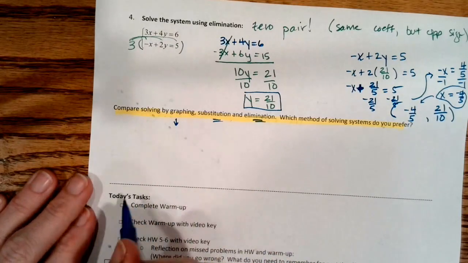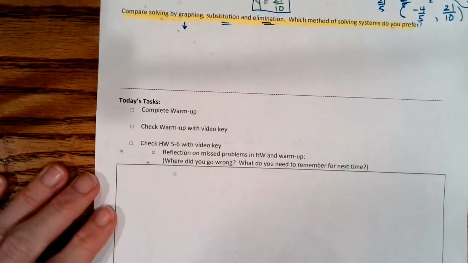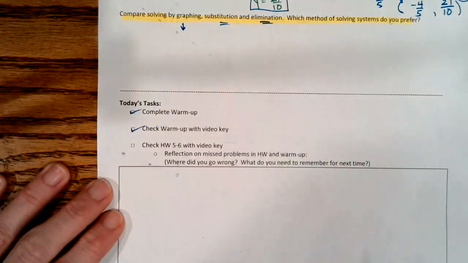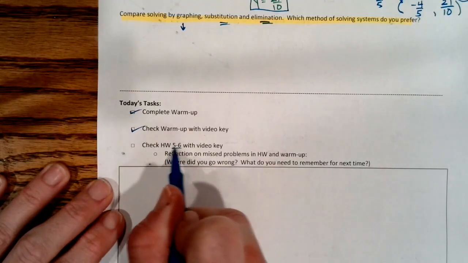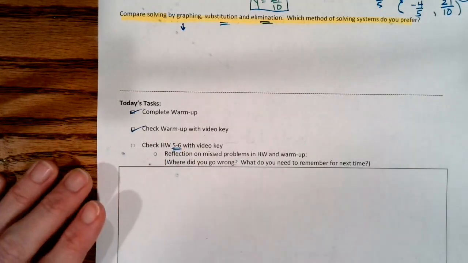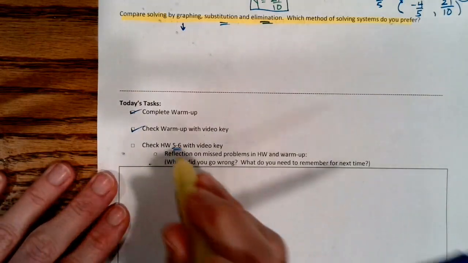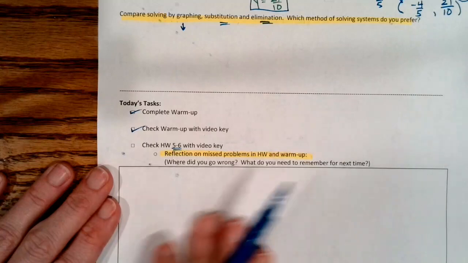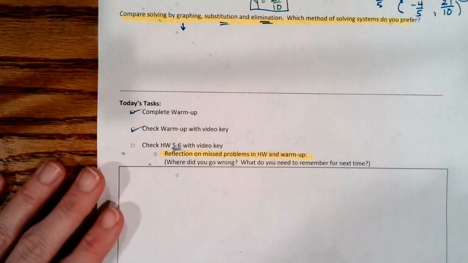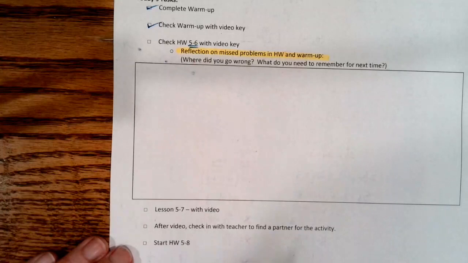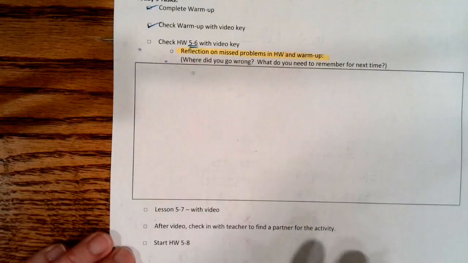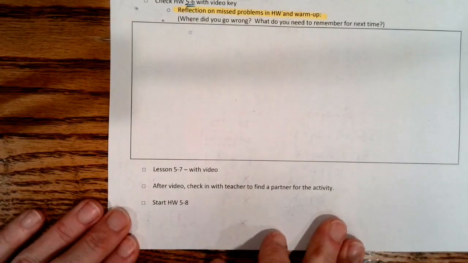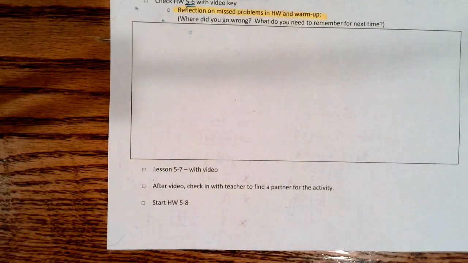All right, so let's look at your task list for today. You've completed your warm-up, and you checked your warm-up with the video key. Now I want you to check your homework, and this is an important part. I want you to reflect on your missed problems, and I want you to put in here the things that you did wrong so that you can learn. You have your next lesson with the video. Check in with me for an activity, and then you have homework number 8 for homework tonight. Okay, keep on working.